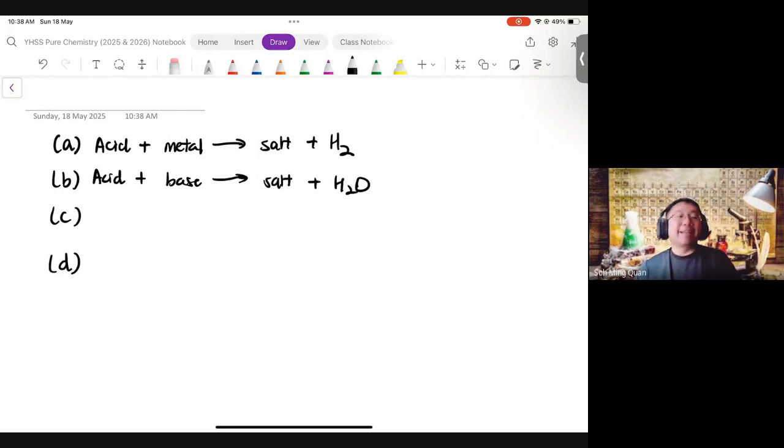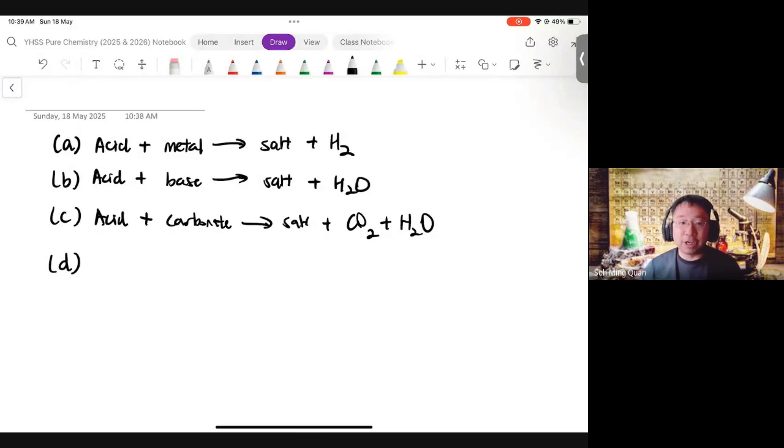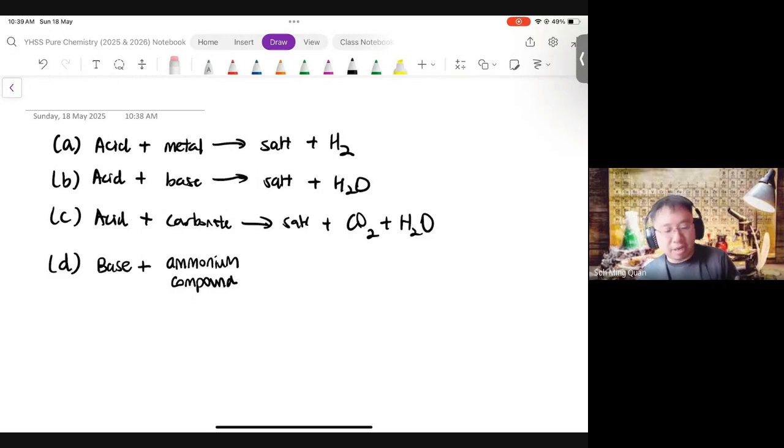Okay? And lastly, what is the fourth reaction? The fourth reaction involves a base with an ammonium compound. Now, you might see sometimes we write ammonium compound, sometimes we write ammonium salt. Basically, anything with ammonium ions in it will be fine. Okay, and this reaction, base plus ammonium compound, forms salt plus ammonia gas plus water.